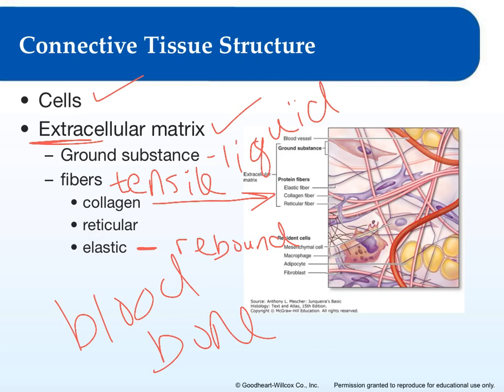The reticular fibers you don't see as often. The reticular fibers are the fibers you're going to see in, for instance, your spleen or your lymph nodes. These are the fibers that are going to help filter things.